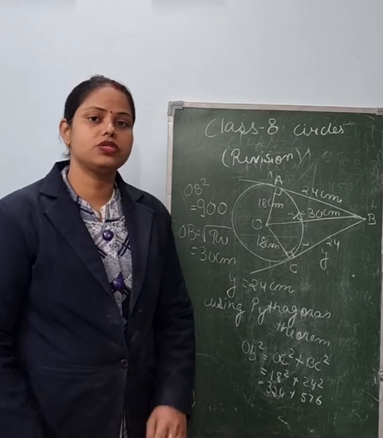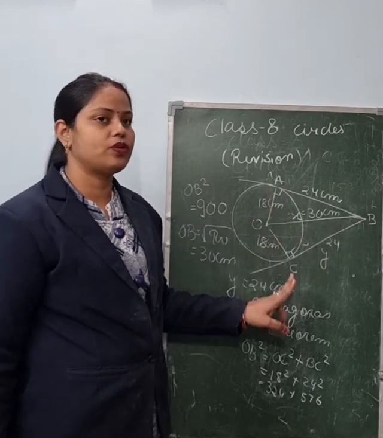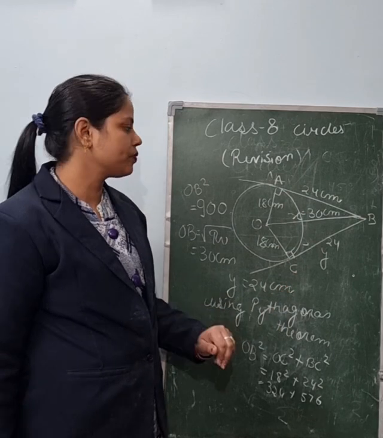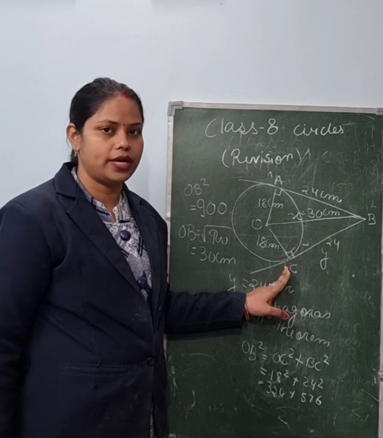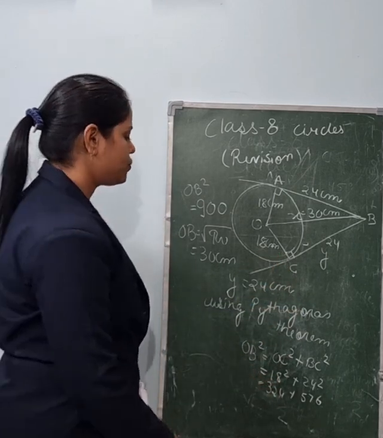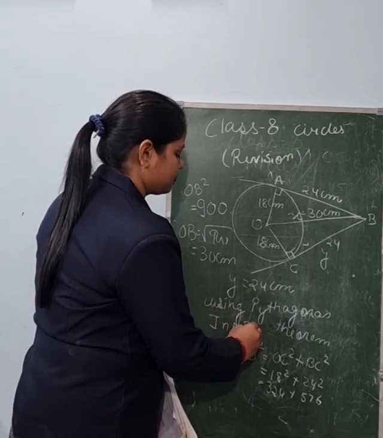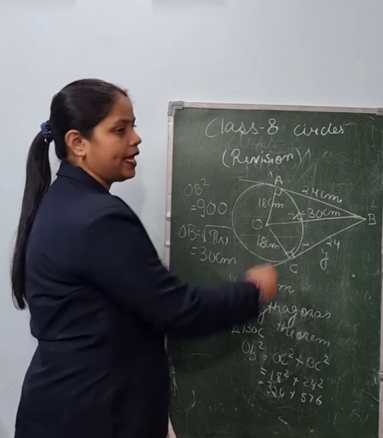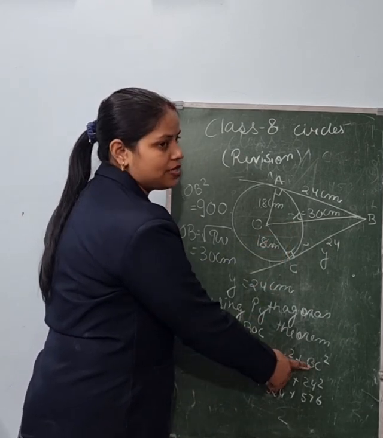So here we have used two properties of the circle. First property, tangents to the circle from the same exterior point are equal. Second, the radius is perpendicular to the tangent at the point of contact. And then for the solution we have used the Pythagoras theorem in the triangle BOC. So opposite to 90 degrees, X was the hypotenuse. So we used hypotenuse square is equal to p square plus b square.